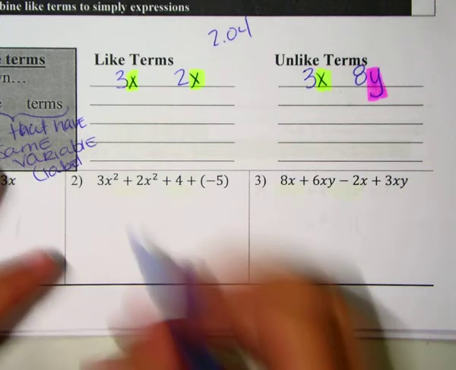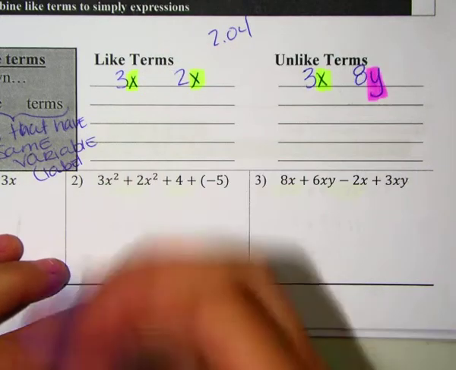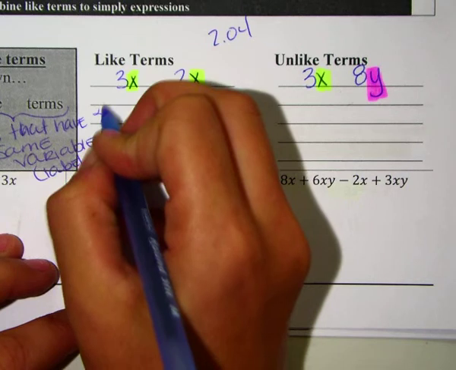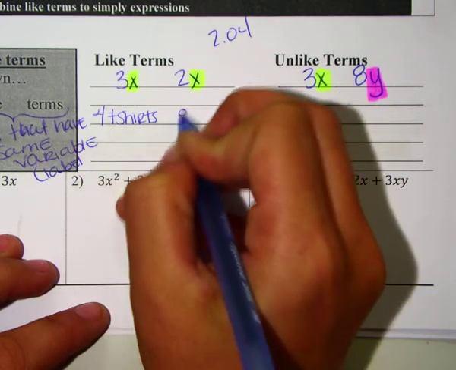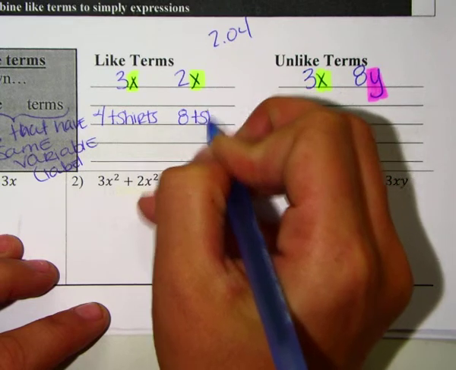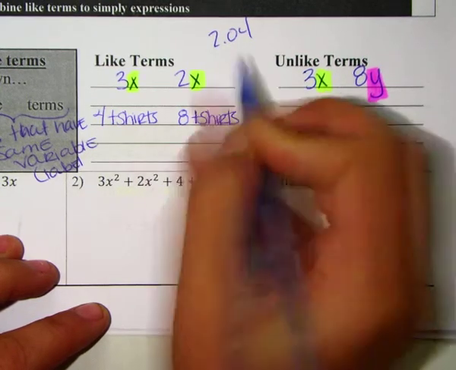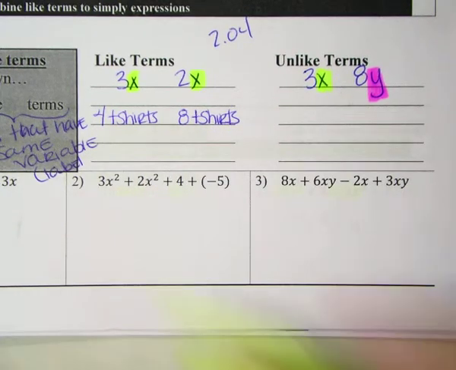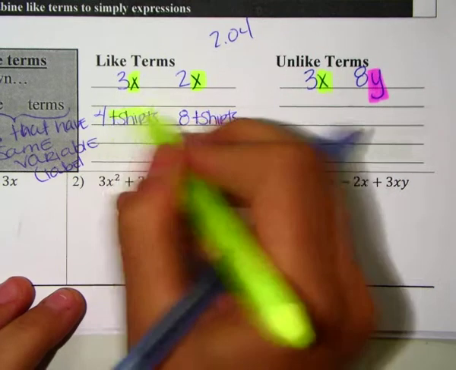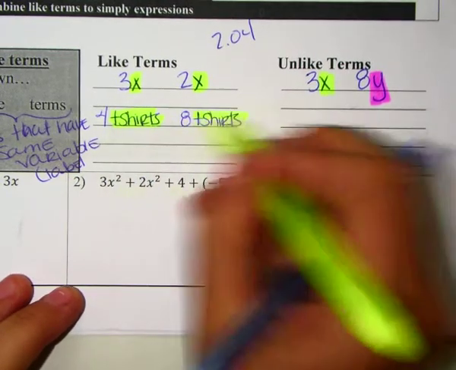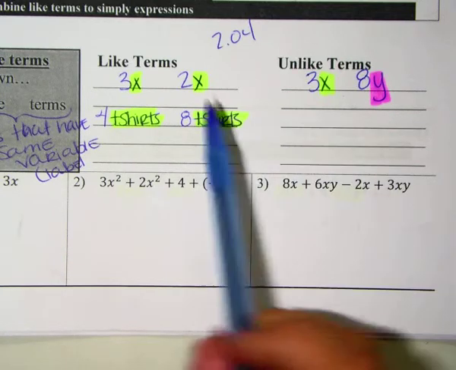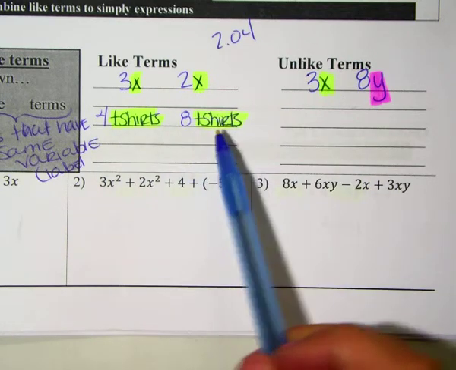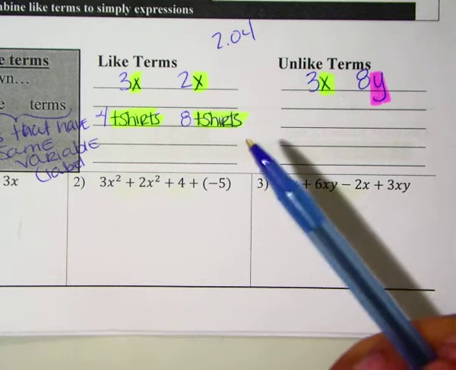Okay. Another example, which maybe makes a little bit more sense, is like 4 t-shirts and 8 t-shirts. So let's say I might have 4 t-shirts in my closet, and then there are 8 t-shirts in the laundry. So even though they're in 2 different places, I still have a total of 12 t-shirts. We add those together because they're like terms.